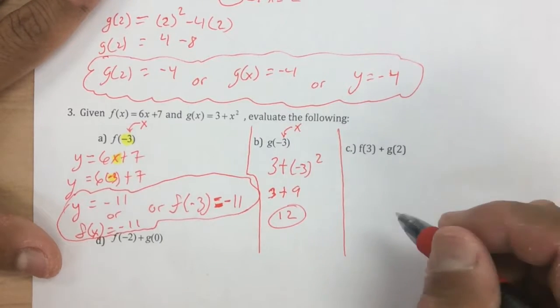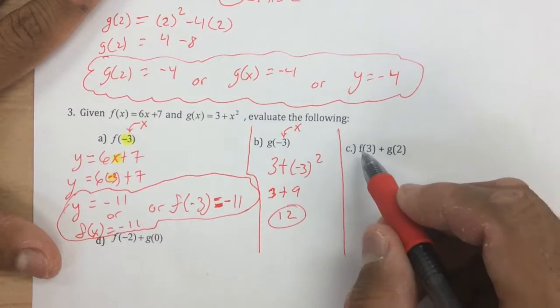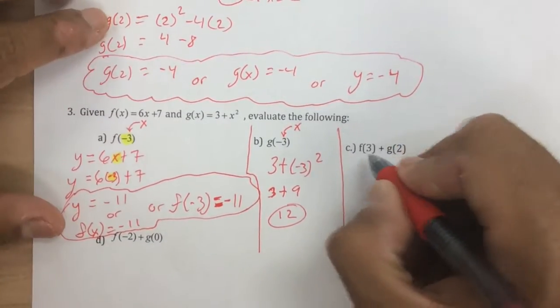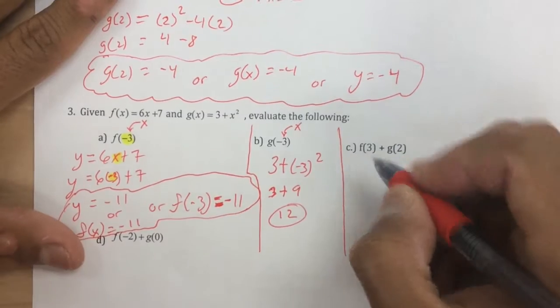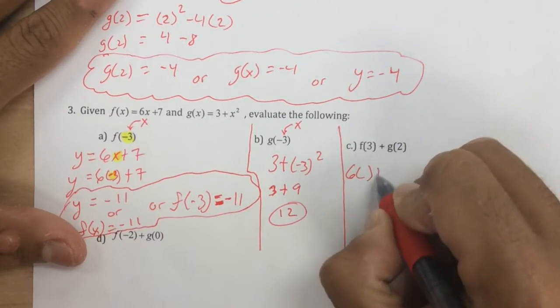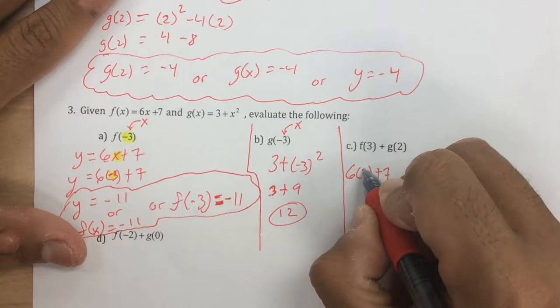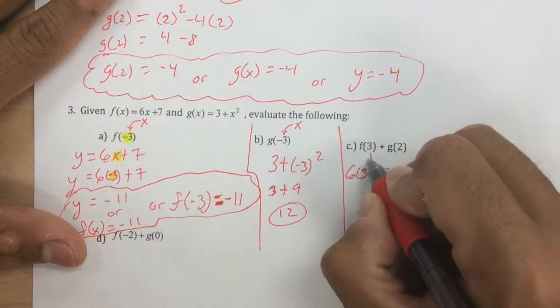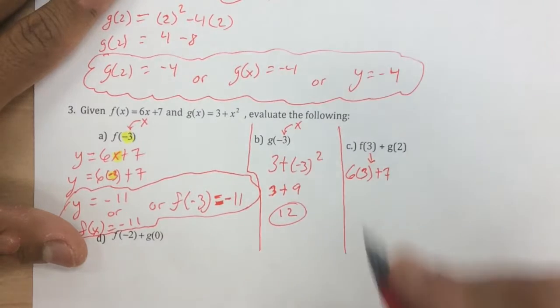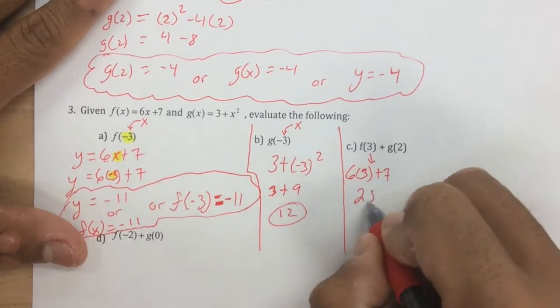Now, for this one, you have a couple things that you need to do. First, you need to figure out what f of 3 is. So let's take a moment to plug 3 into the f of x function. Okay, so that will be 6 times x plus 7. So instead of the x, I'm going to put a 3 down. So 6 times 3 plus 7 gives me 25.